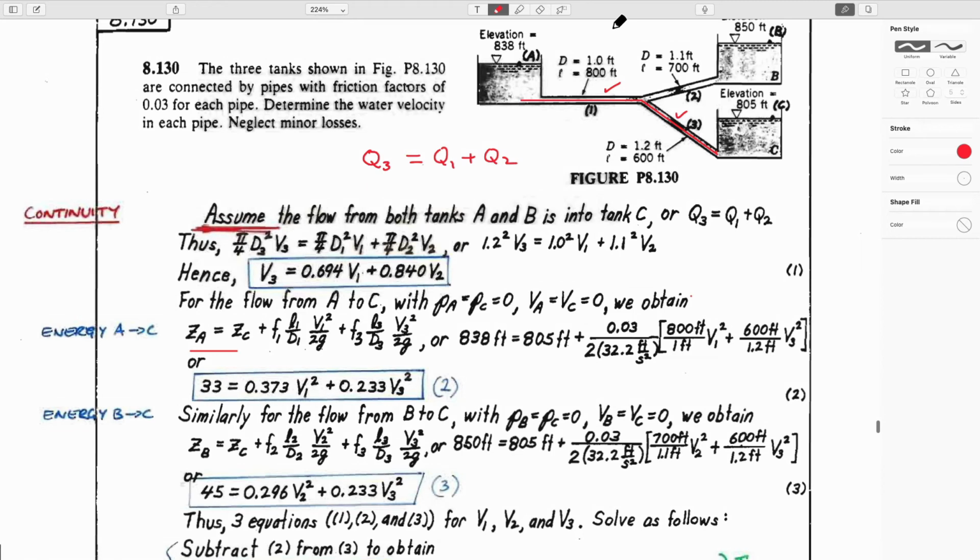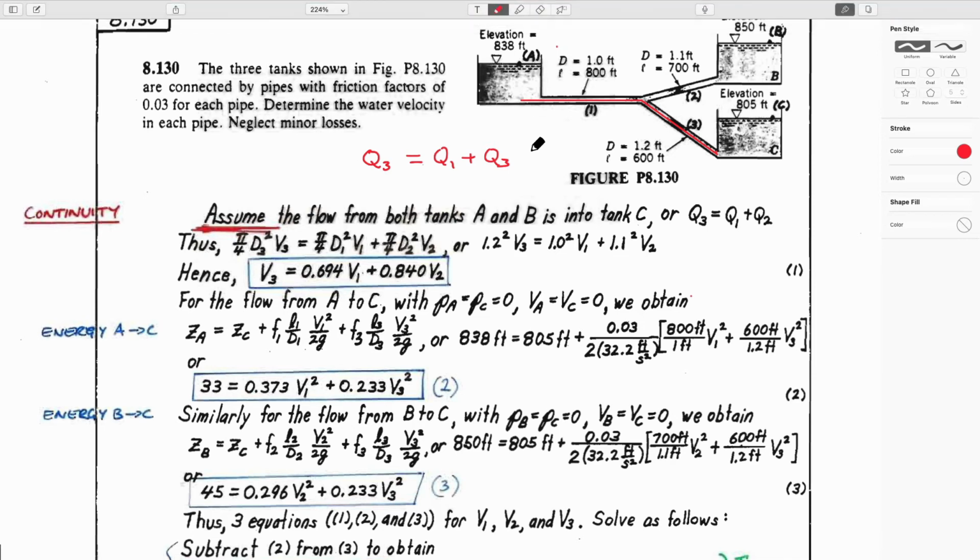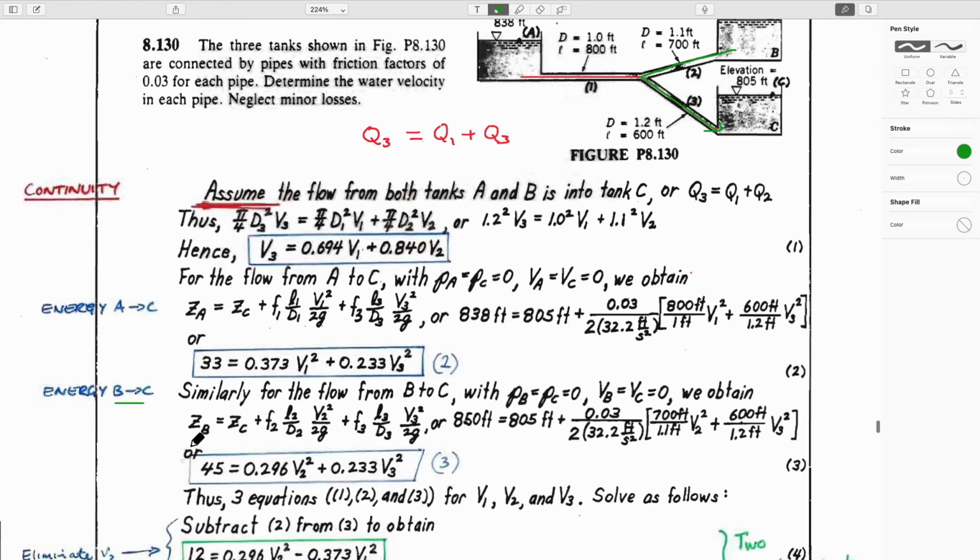Likewise, the other circuit will be in this one, from here to here, from B to C. Likewise, the head difference between these 2 circuits and the 2 components, the frictional losses across here, which is this, and the frictional losses across here, which is this.